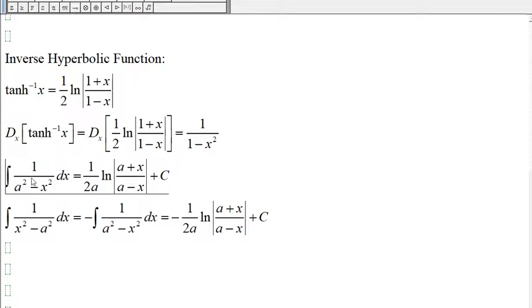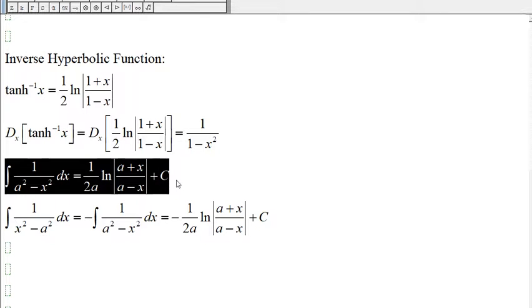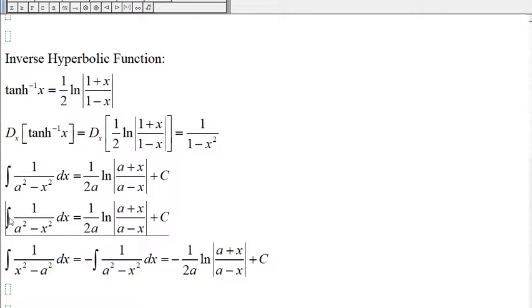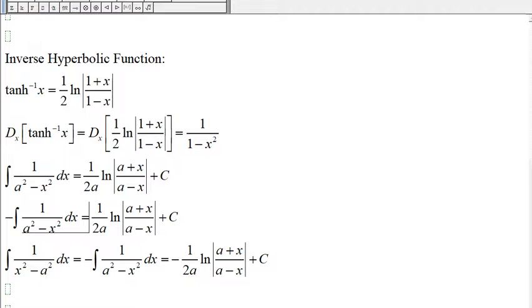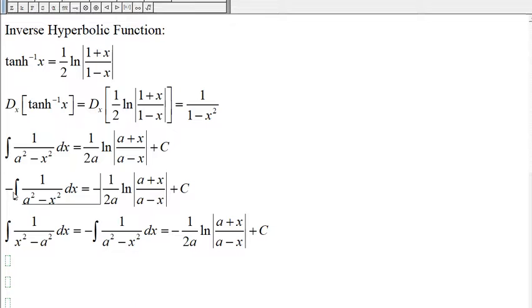And if we multiply both sides by -1, and so multiply this by -1 and multiply this by -1, this is what we have. And so if we multiply the bottom right here by -1, then -1 times (a^2 - x^2) will be x^2 - a^2. And so the integral of 1 divided by (x^2 - a^2) will be similar to this, except with the negative sign in the front.